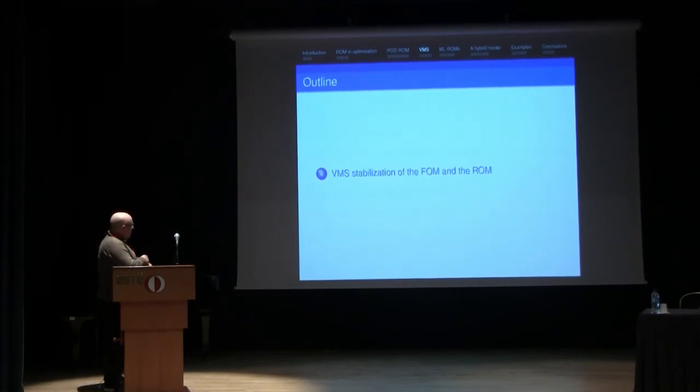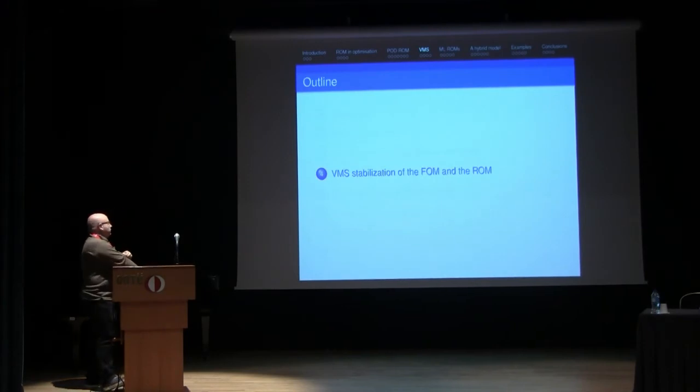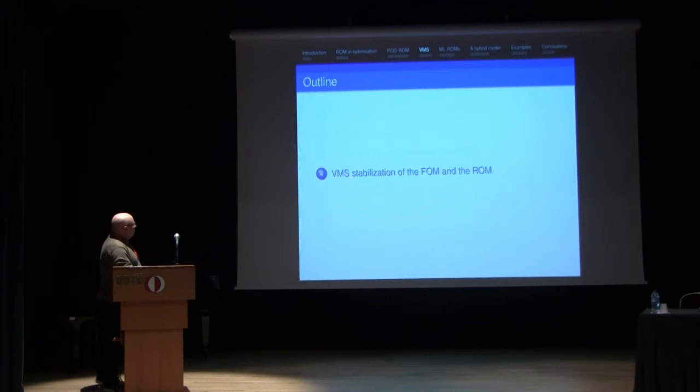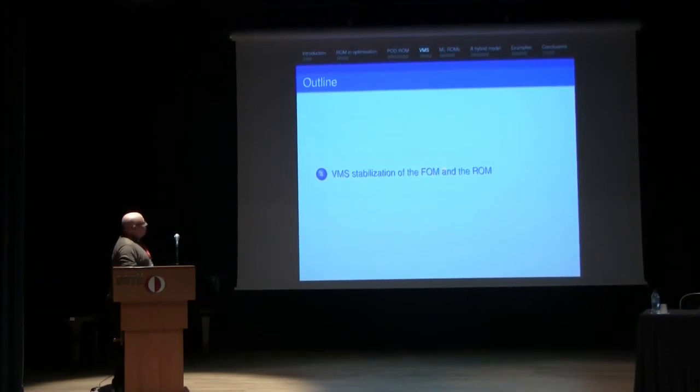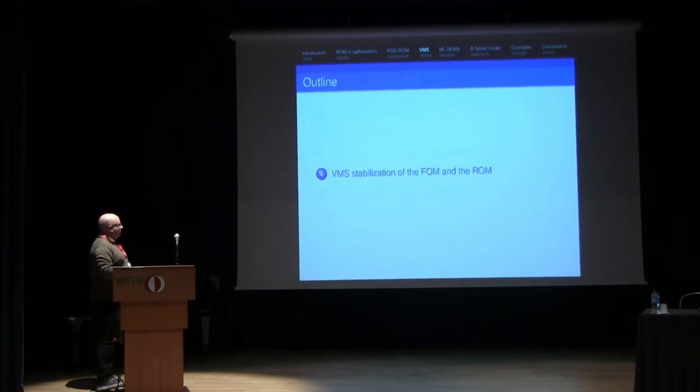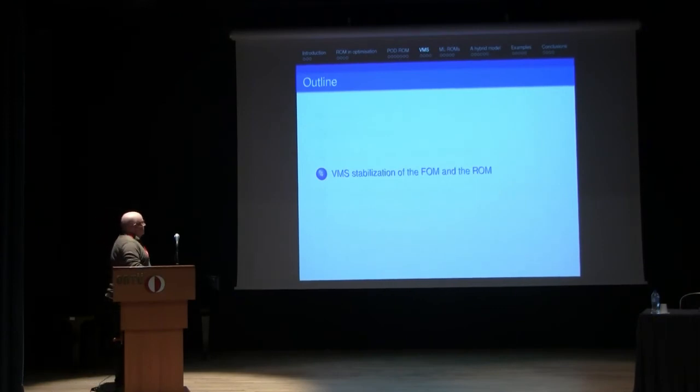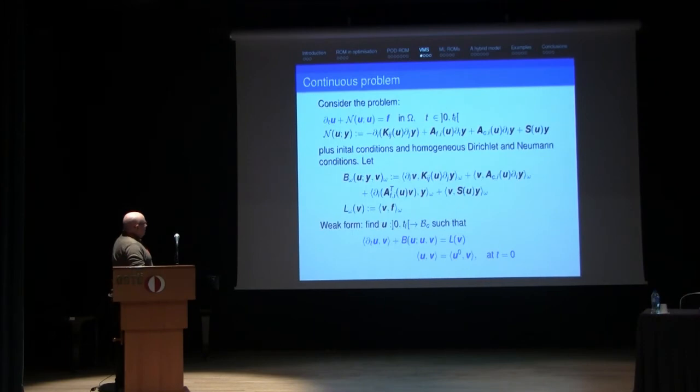Let me talk about a method in which we have been working for several years, which is VMS. VMS stands for variational multiscale, applied in general to the full order model. We have applied that to the full order model, but it turns out that it is crucial to apply that to the reduced order model as well. And I will try to briefly explain which is the idea of variational multiscale stabilization.